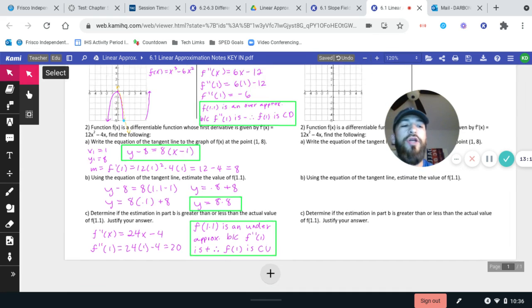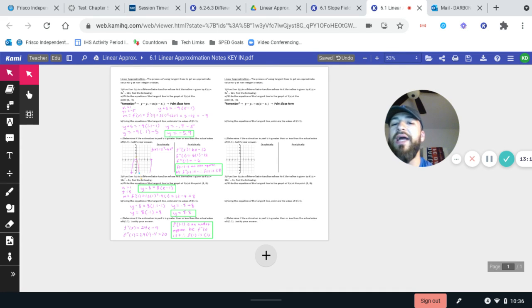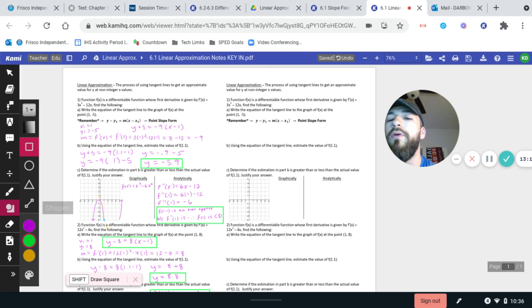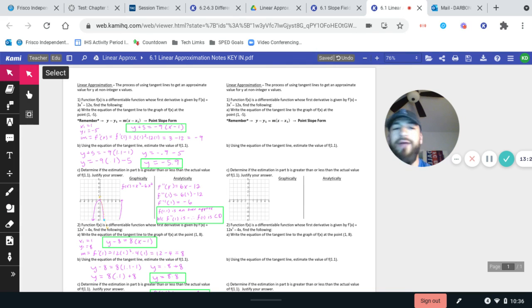All right, y'all, that is linear approximation in a nutshell. Super easy, kind of building off of stuff we already know how to do, or at least two parts of it. We really only added one new thing. But yeah, 6.1 in a nutshell. Get to it.